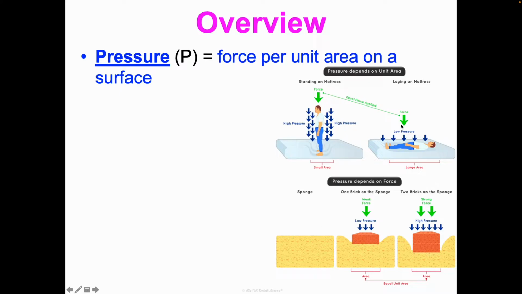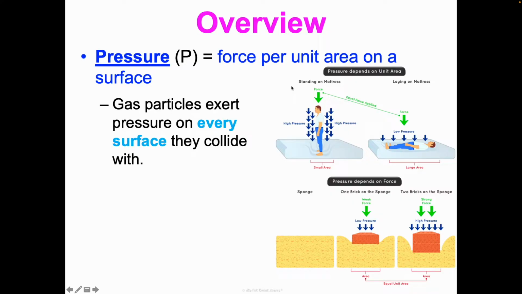Same here. You can look, that's showing how it depends on area. Here's the same with force. So let's say you have a sponge and you put a brick on it. If you barely push it, if you apply a weak force, it's going to be a low pressure on the sponge. But if you put 2 bricks on the sponge and you increase that force, it's going to make a greater pressure that's going to press into the mattress. So pressure depends on force and it depends on the unit area at which it's applied.